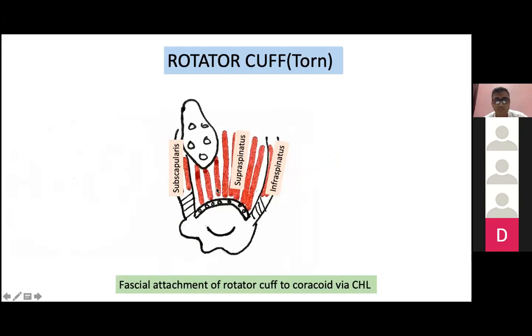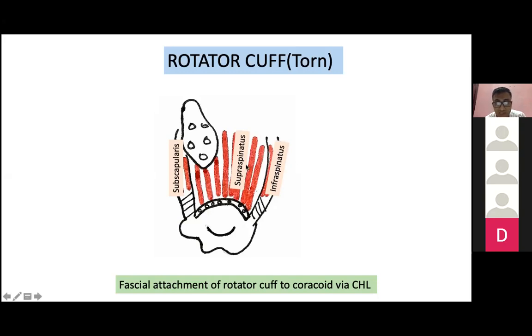This is the largest portion, and it is the most common of the rotator cuff muscles to get torn. And this is the infraspinatus muscle. And this is the torn portion that has been shown. And the fascial attachment of the rotator cuff is present. This fascia goes all the way from the rotator cuff up to the base of the coracoid process via the coracohumeral ligament. And this is again very important while we are mobilizing the rotator cuff, while we are going to repair this muscle.